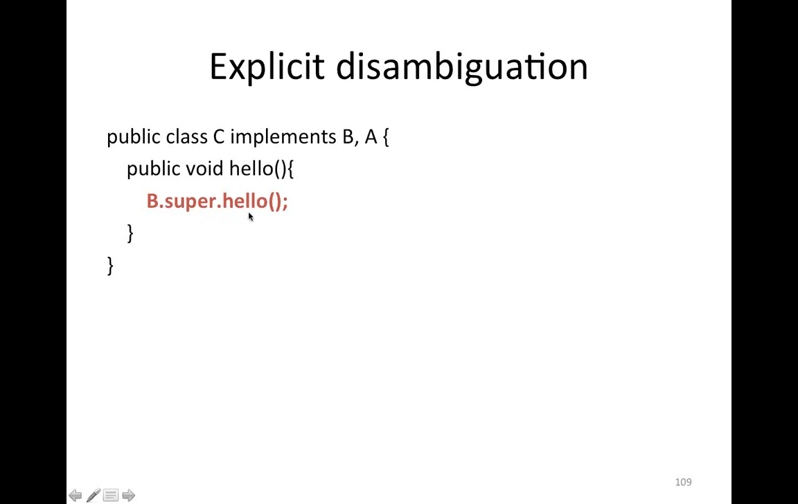So this is a new syntax here. B.super.hello says, I'd like to call the method hello from the interface B. So whenever you've got conflicts, you can always explicitly disambiguate them. And that's the good news. We don't have those silly C++ issues where it's tricky to understand exactly which method we're inheriting from.